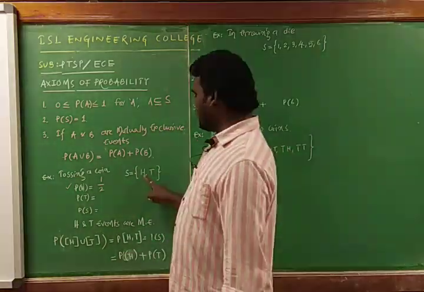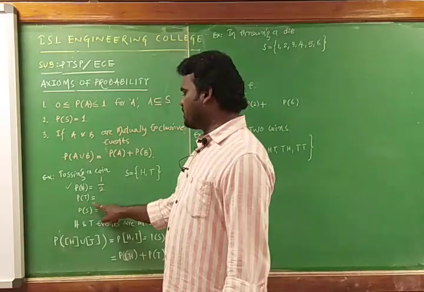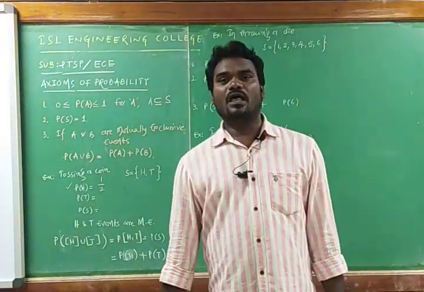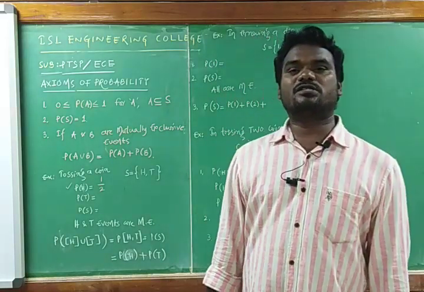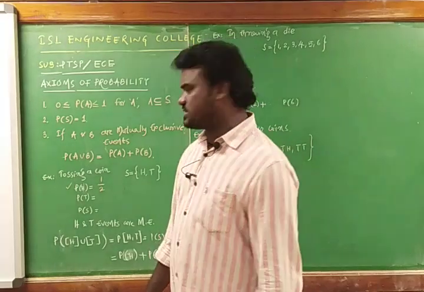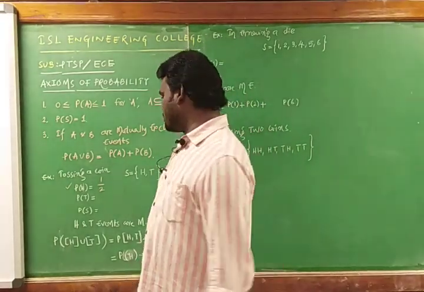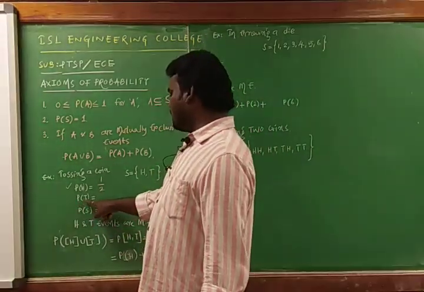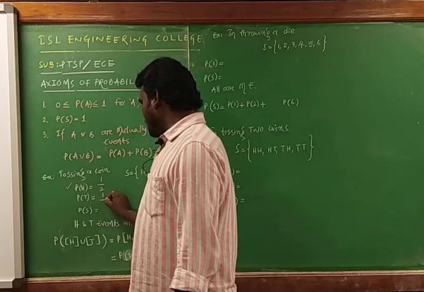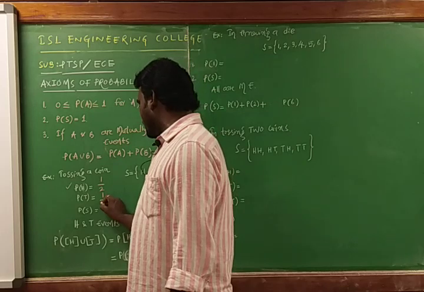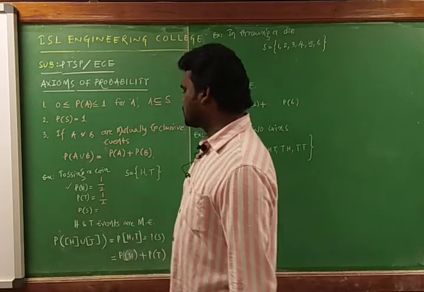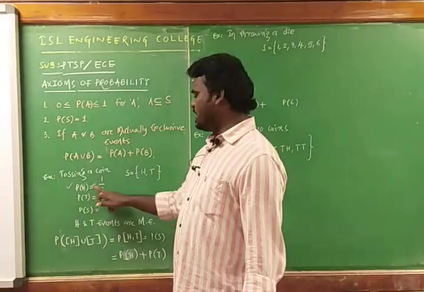Then I am verifying with the tail also, the probability of getting a tail. The formula we have studied is the number of favorable cases divided by the total number of possible outcomes, that is, the events in the sample space. For getting a tail, only one chance, so 1, and the total events in the sample space is 2, so the probability of getting tail is 1 by 2.